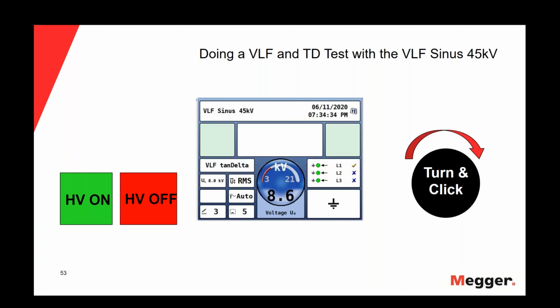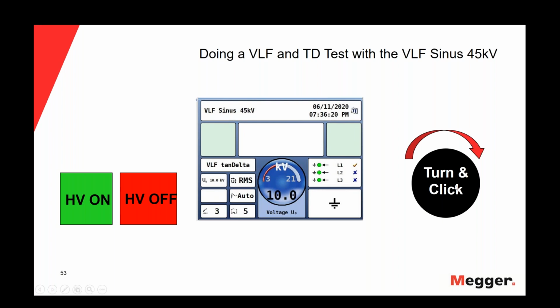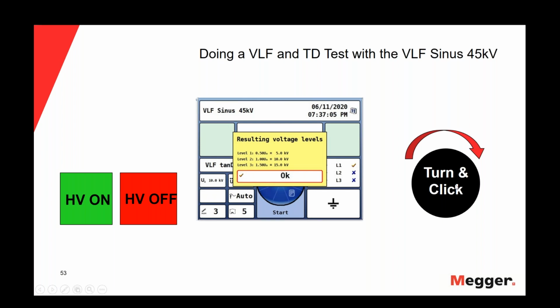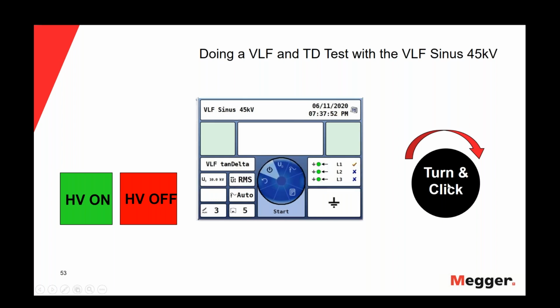And now I need to select the U0 voltage for my tan delta test. I will select 10 kV, and I click one more time on 10 kV, and the unit will display the 3 voltage steps that it will apply. The first level is 0.5 U0. Remember that U0 is 10 kV, so 0.5 U0 is 5 kV. 1 U0 is 10 kV, of course, and 1.5 U0 is 15 kV. So I click on OK, and I need to click start to start with the tan delta test.